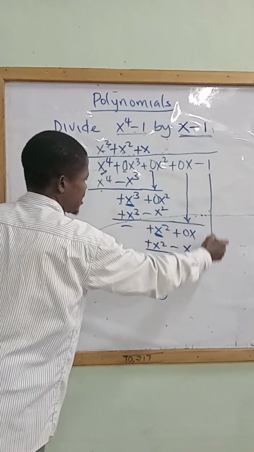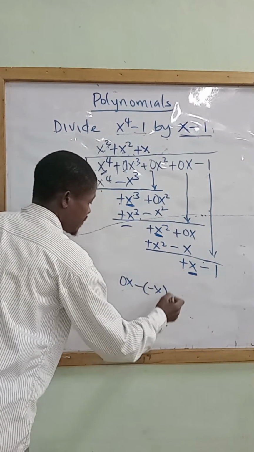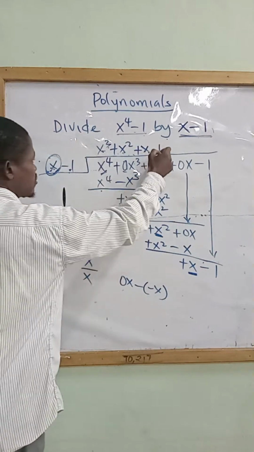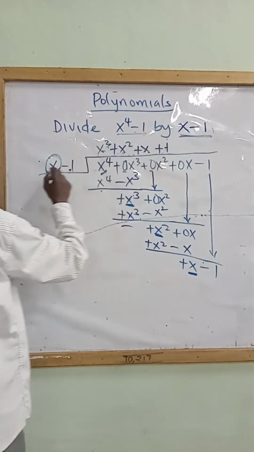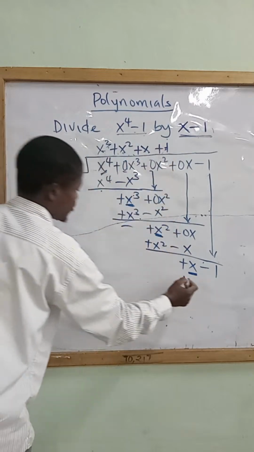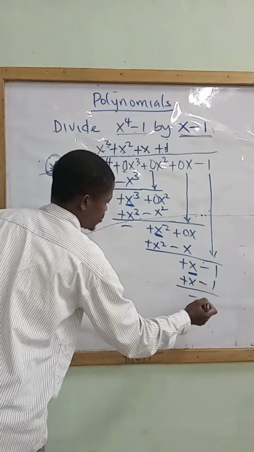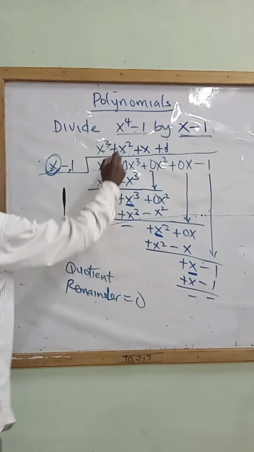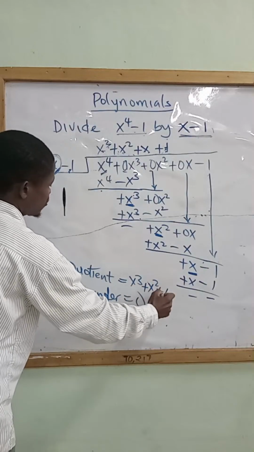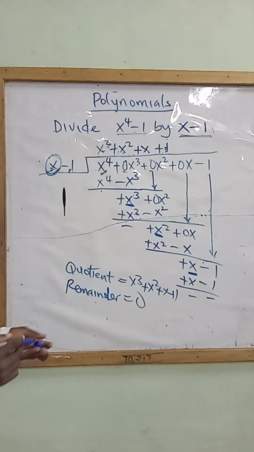The next one, also bring it down. So that's minus 1. Take the first one there over the first one here. So that's plus 1. 1 times x, that's plus x. And then plus 1 times minus 1, that's minus 1. And then do the subtraction. The quotient is x cube plus x squared plus x and then plus 1. That's the quotient. So that's that on that question.